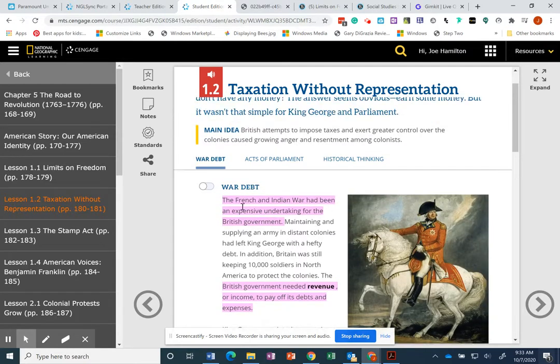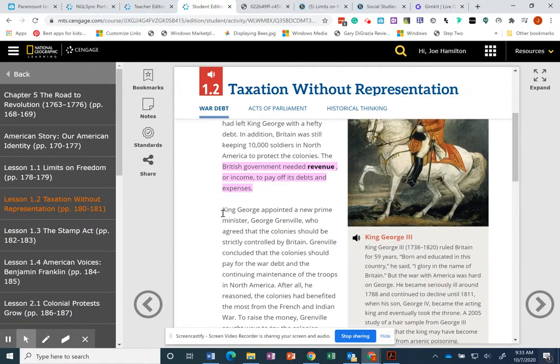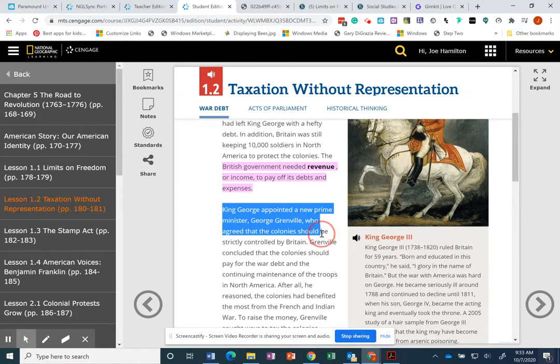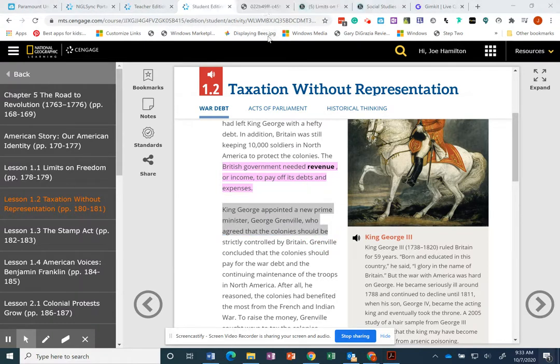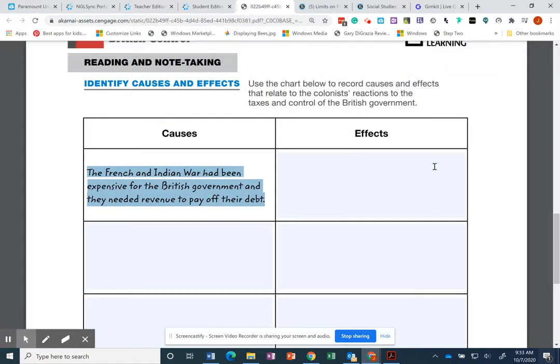But as you can see here, the French and Indian War had been expensive. They needed revenue. So what happened? What was the result? King George appointed a prime minister, and they agreed that the colonists should pay. Okay, so that would be the matching result over here. So I would put that here. Type it in your own words, ladies and gentlemen.